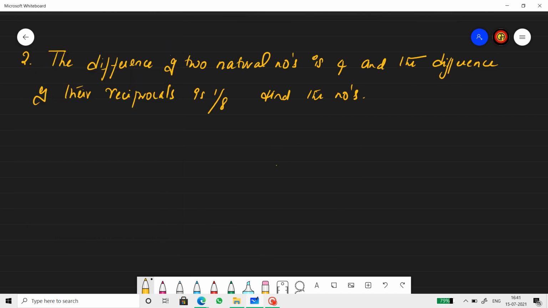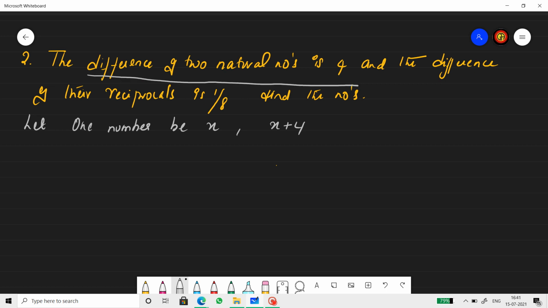Second question. The difference of two numbers is 4. The difference of their reciprocals is 1 by 8. Find the numbers. As the difference of two numbers is 4, let one number be x. If one number is x, the other number should be x plus 4, because the difference between the two numbers is 4.